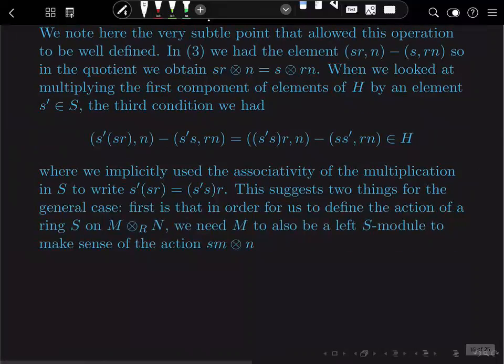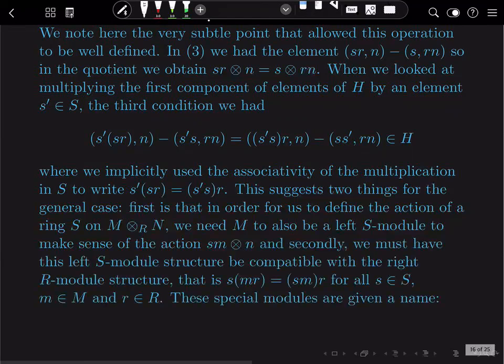This suggests that two things are important for the general case. The first thing that's important is that in order for us to define the action of a ring S on our abelian group M tensored over R with N, we need M to be a left S module. And in the case of extension of scalars, this was trivial because S is already a left S module. But in this case, we need M to be a left S module so that we can make sense of the action that we want to define.